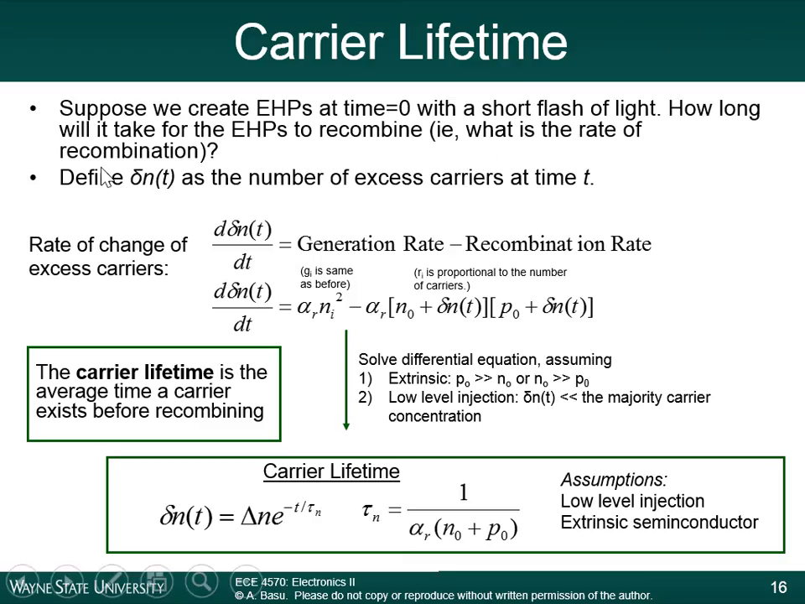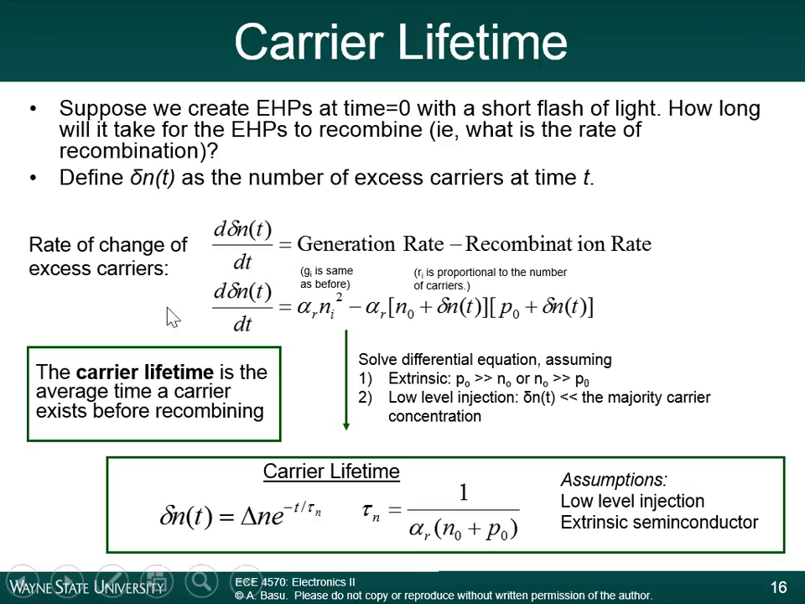So the idea here is that suppose at time 0, we have a silicon wafer, or some type of semiconductor material, and at time equals 0, we apply a short flash of light to it. And the question we're asking is, how long will it take for those electron-hole pairs to recombine? That flash of light has created a bunch of carriers in the material, right? So how long will it take for those carriers to recombine once we turn the light off? That's what the carrier lifetime is, or that's how we can define it in experimental terms.